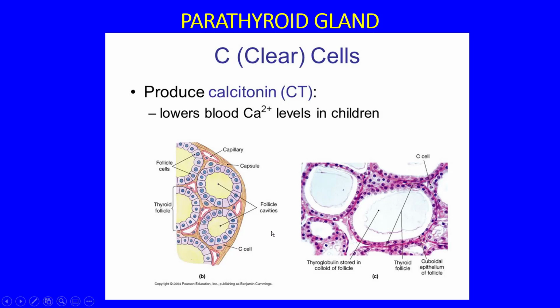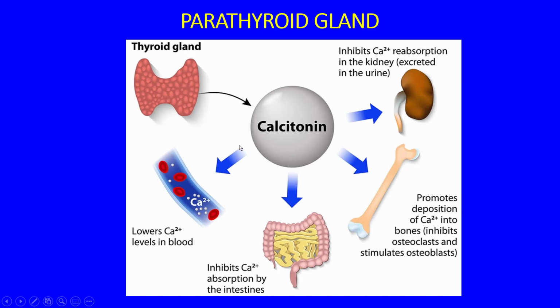The purpose is always to lower the blood calcium levels, but it does it not only in children, it can do it in adults. Keep in mind that calcitonin inhibits calcium reabsorption in the kidney, therefore that calcium is going to be excreted in the urine. It promotes deposition of calcium into the bones. It inhibits osteoclasts and stimulates osteoblasts. It will lower calcium ion levels in the blood, and it will inhibit calcium absorption by the intestines.